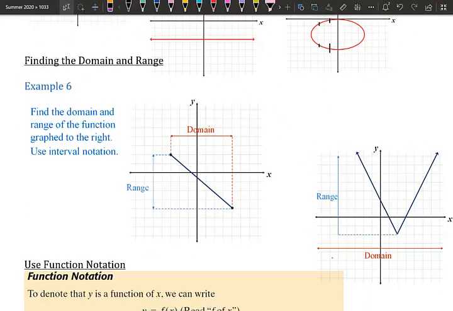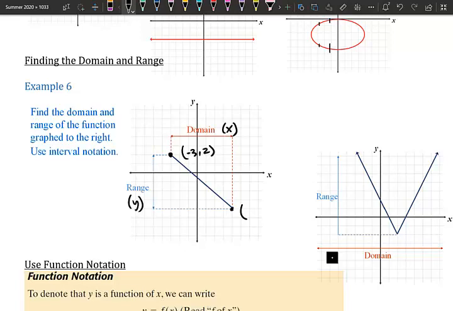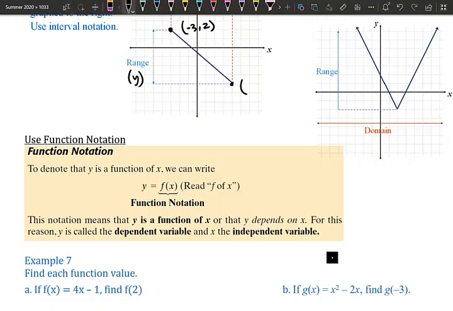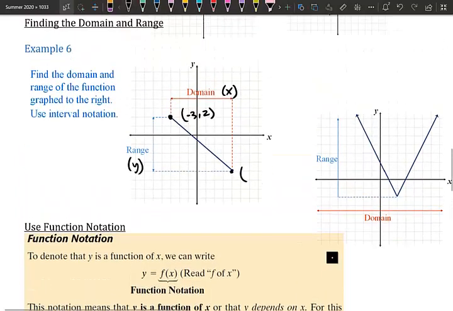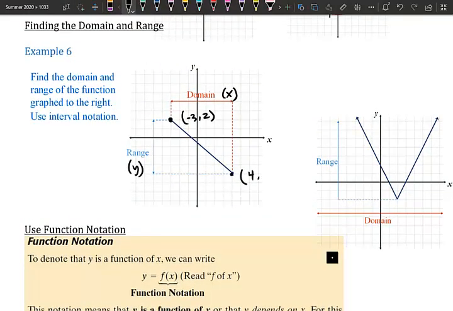Finding domain and range. So let's find the domain and range of the function graphed to the right, and we're going to use interval notation. So remember our domain, those are our x values, and our range are y values. Let's label these points. That first point to the left, that's -3, 2. The bottom point to the right is, it's a little hard for me to see, 1, 2, 3, 4. It's 4, -4. On my paper notes I say 5. Alright, anyways, it's 4, -4.